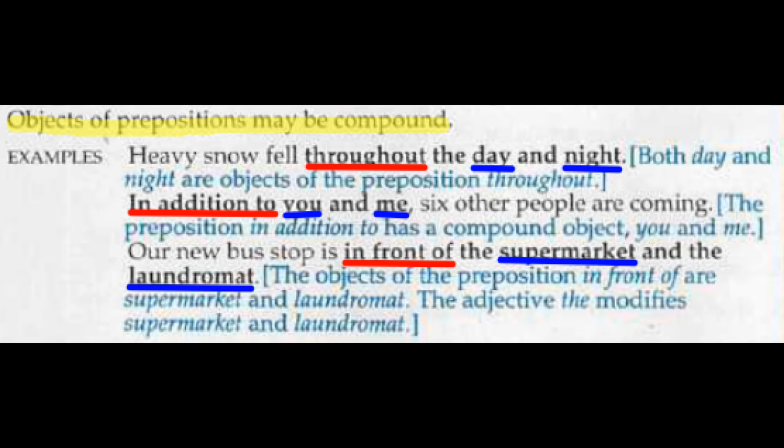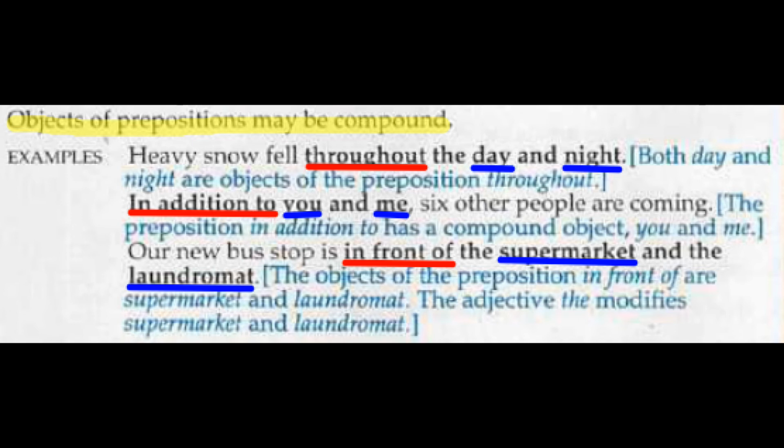In addition to you and me, 6 other people are coming. In addition to is the preposition. You and me are the two objects of preposition. The entire prepositional phrase is in addition to you and me.